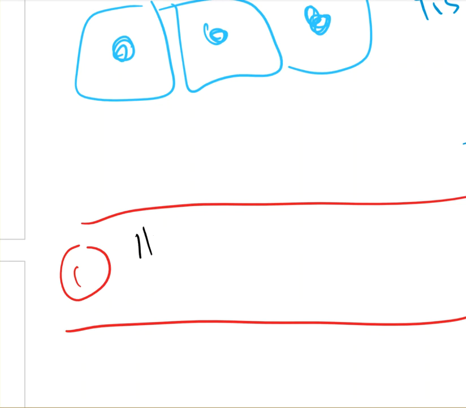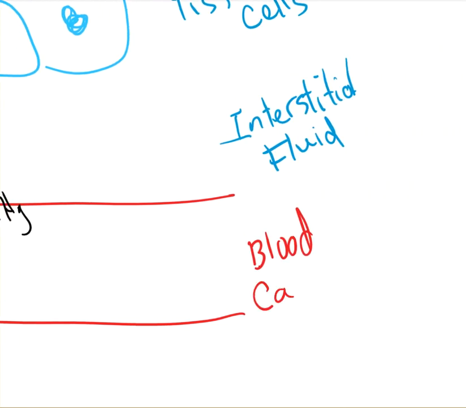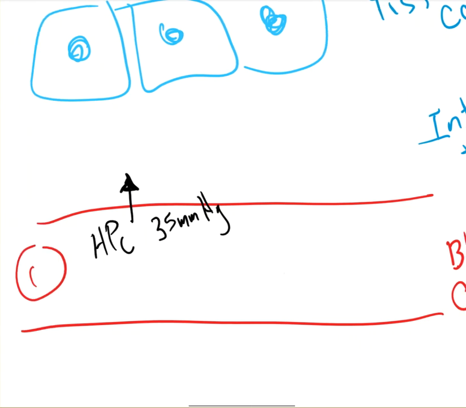HPC is where we have pressure inside the capillary, so hydrostatic pressure of the capillary, and it tends to push out fluid because the value is somewhat high. So we'll use the 35 millimeters of mercury. Okay. So it's going to push fluid out of the blood capillary. This is the blood capillary. Let's call it a capillary so we know where we are. Okay. And it's going to go into the interstitium. Okay, that's one.